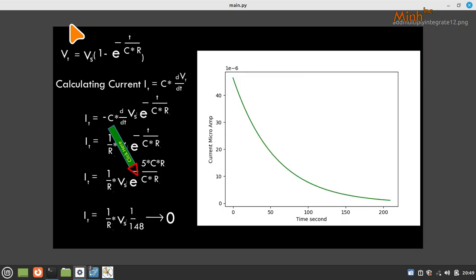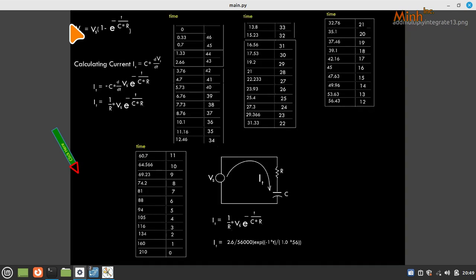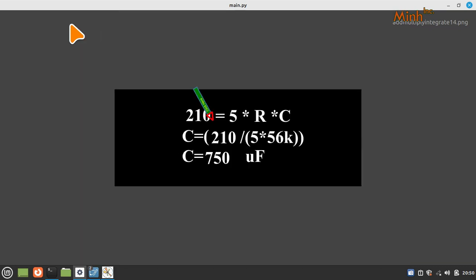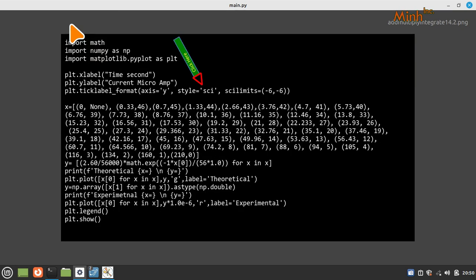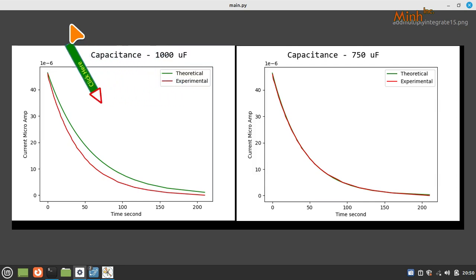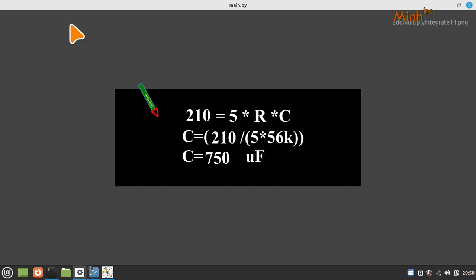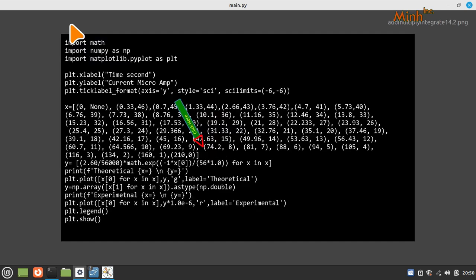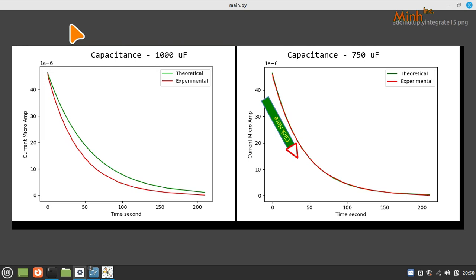Okay, then finally we came to the equation of the capacitor, and then we took a 1000 microfarad capacitor, and we had values, and through the values we drew a diagram, and our diagram was lacking. This is the actual diagram and this is our diagram. So with the time constant, we found out that the capacitor is 750 only. When we drew again with this value, it was exactly the same.